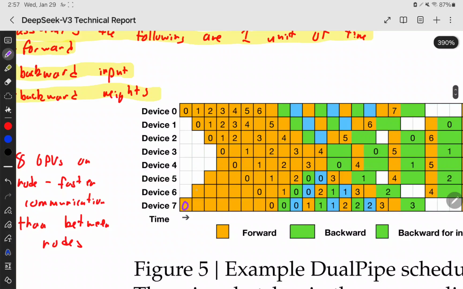We start off with device 7. We put our batch on device 7. We do a forward pass. We then do a forward pass on device 6, device 5, 4, 3, 2, 1, and 0. So we just do a full forward pass through all the GPUs.